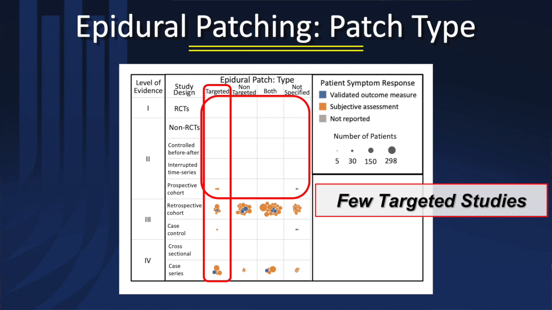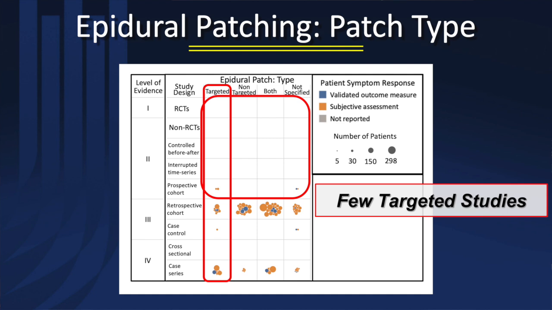So what we're seeing here is that these are the different types of studies, with randomized controlled trials and higher levels of evidence at the top. And each of these little dots represents a paper. And the size of the dot is the number of patients in there. And what we see is that there's actually quite few papers on targeted patching, right? There just wasn't a lot at that time.